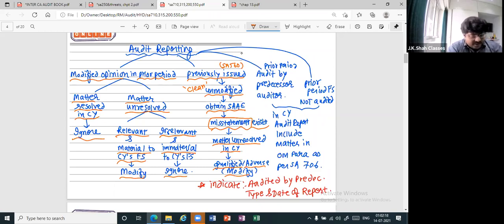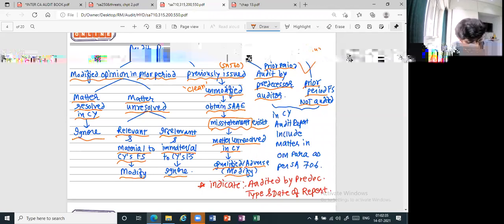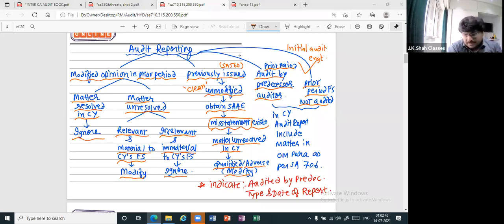Okay. Thereafter, say in the prior period, it was audited by somebody else, or say in the prior period, it was not audited. I don't know how many of you remember. For you, this is an initial audit engagement. Correct. Now, use common sense, what will you do?